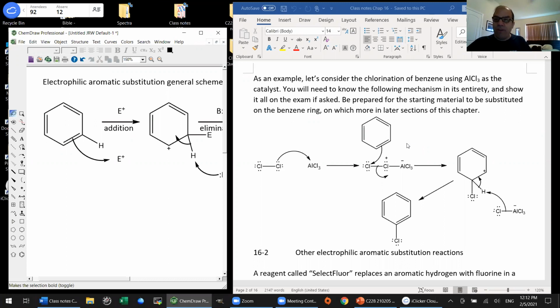But benzene is not impressed with bromine or chlorine. So we need to form this metal complex in order for it to react. And now we can form our new carbon-chlorine or carbon-bromine bond.